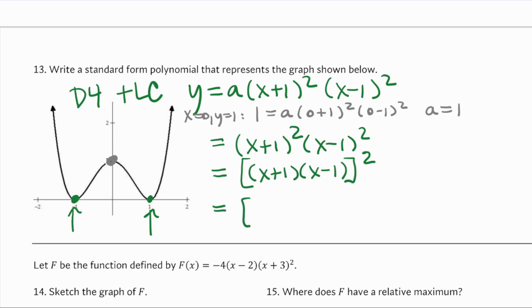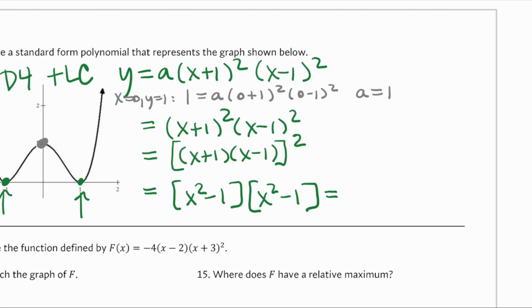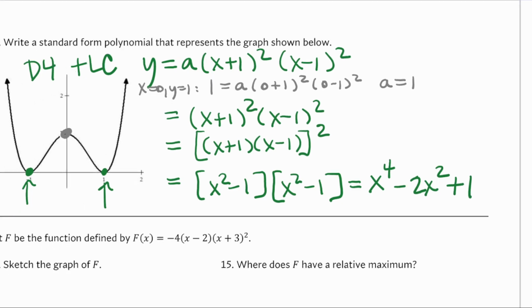Yeah, this is going to be x squared minus 1 squared. And we can compute that. Just doing x squared minus 1 times x squared minus 1. And then I'm going to do the first two together. That would be x squared. Wait, no. x squared times x squared is not x squared. That's going to be x to the 4. That's 2x to the 2's for the outside and inside pieces. And then the last two will multiply together to equal 1. And that's going to be my standard form polynomial.